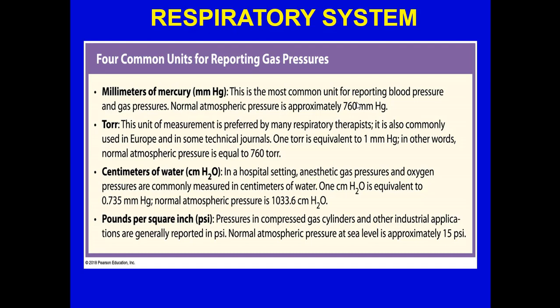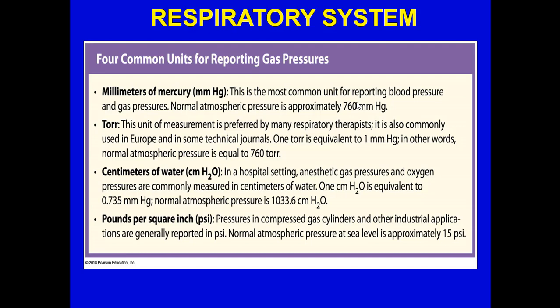Centimeters of water. This is used in a hospital setting. Anesthetic gas pressures and oxygen pressures are commonly measured in centimeters of water. 1 centimeter of water is equivalent to 0.735 millimeters of mercury. Therefore, the normal atmospheric pressure in centimeters of water is 1,033.6 centimeters of water.